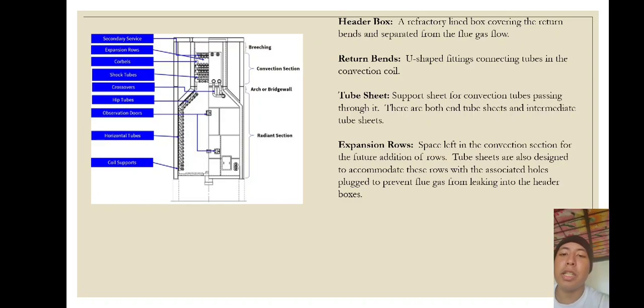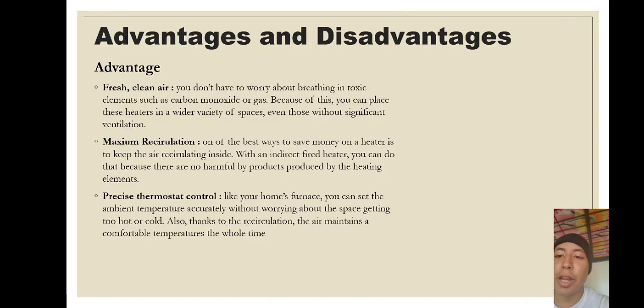The last part is advantages and disadvantages. The first advantage is fresh, clean air. You don't have to worry about breathing in toxic elements such as carbon monoxide or gas. Because of this, you can place this heater in a wider variety of spaces, even those without significant ventilation. The second one is maximum recirculation. One of the best ways to save money on a heater is to keep the air recirculating inside. The last one is precise thermostat control. It's like your home furnace. You can set the ambient temperature accurately without worrying about the space getting too hot or cold.